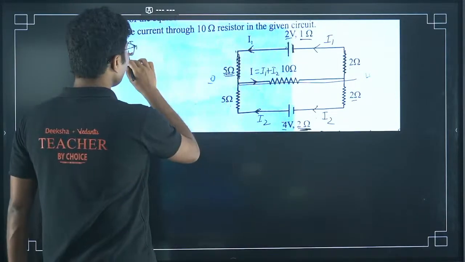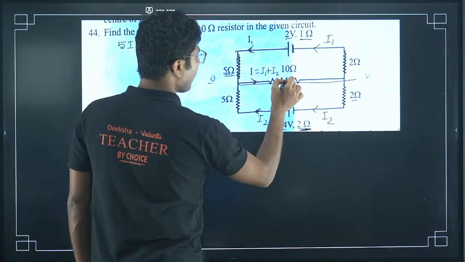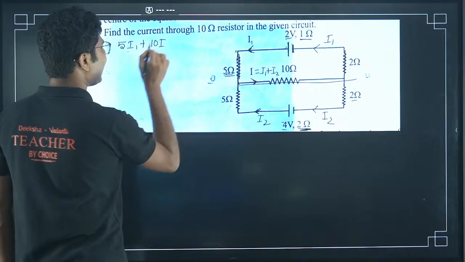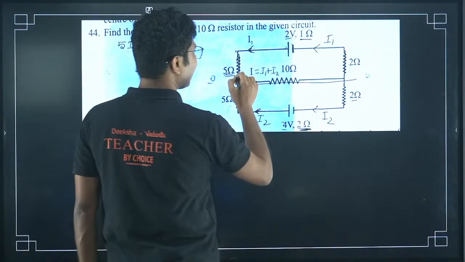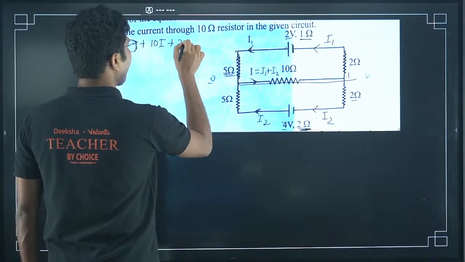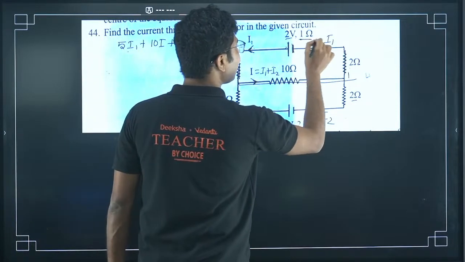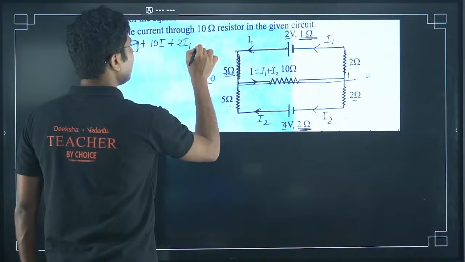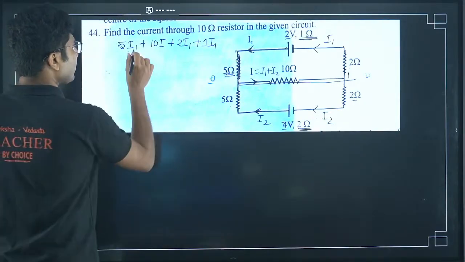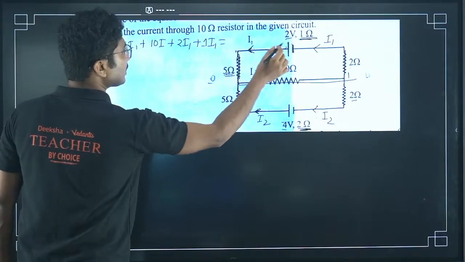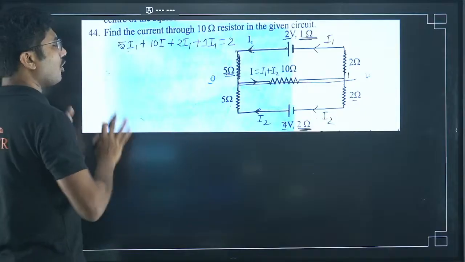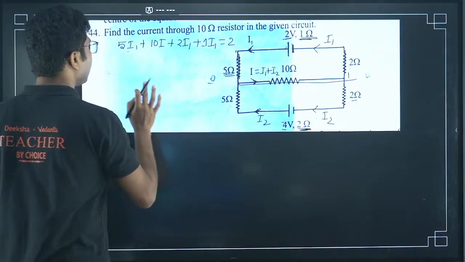So for this loop, 5I1 plus 10I, then we have again 2I1, and last but not least this 1 ohm, which is 1 into I1. If you add them, that should be equal to the EMF of the battery, that is 2. This is how you always construct circuit theory related questions.